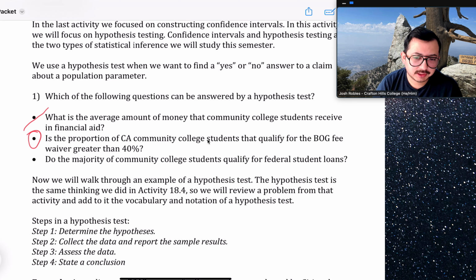Do the majority of community college students qualify for federal student loans? Majority just means 50%, so is it more than 50%? Something we can test.